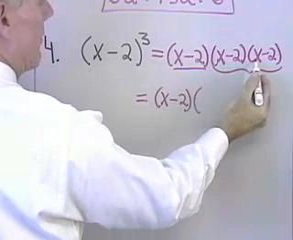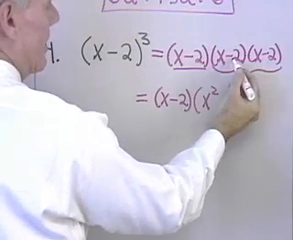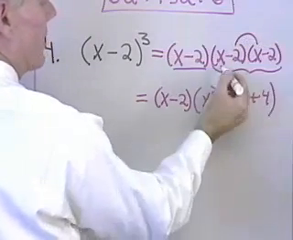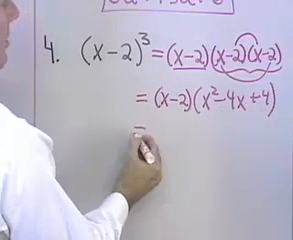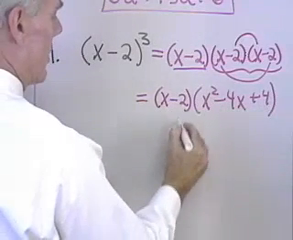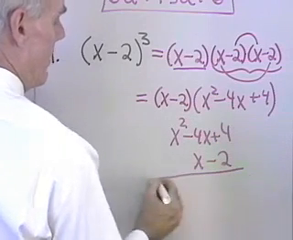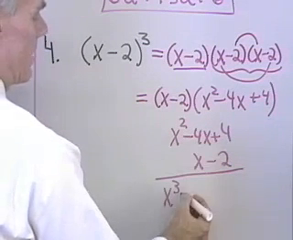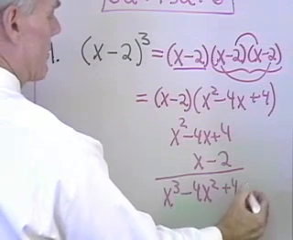x minus 2 times x minus 2: I'll have x times x, which is x squared. The last term will be negative 2 times negative 2, which is positive 4. And the middle term comes from these two multiplied together plus these two multiplied together. So that's negative 4x. Now I need to multiply x minus 2 times this. So let's do this in a column arrangement. x times x squared, x cubed. x times negative 4x, negative 4x squared. x times positive 4, plus 4x.